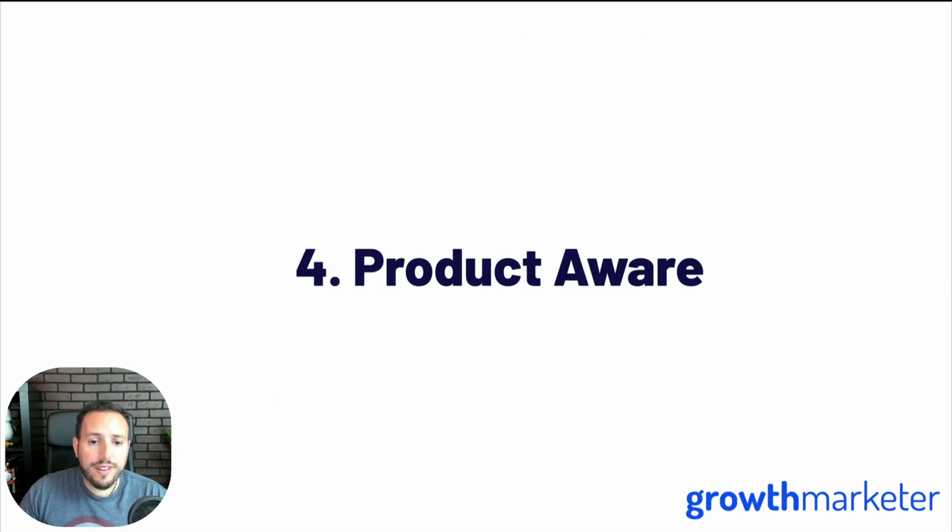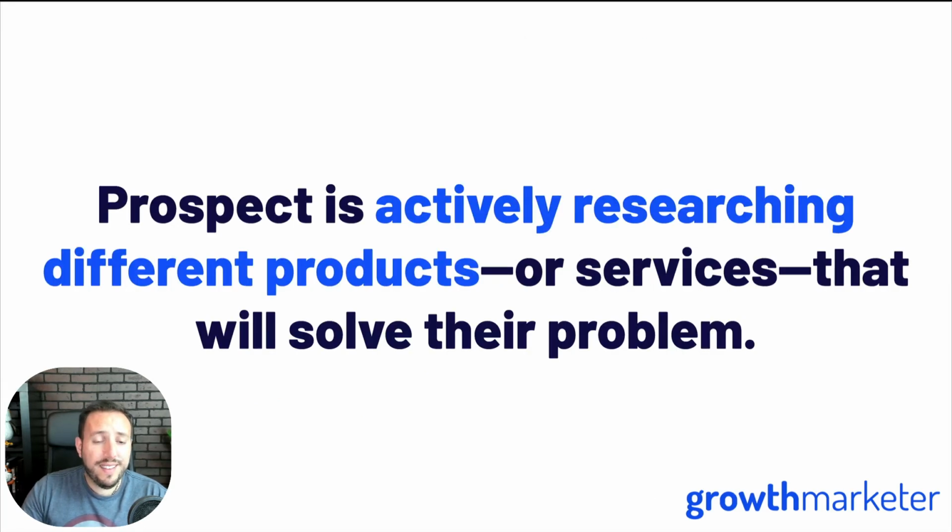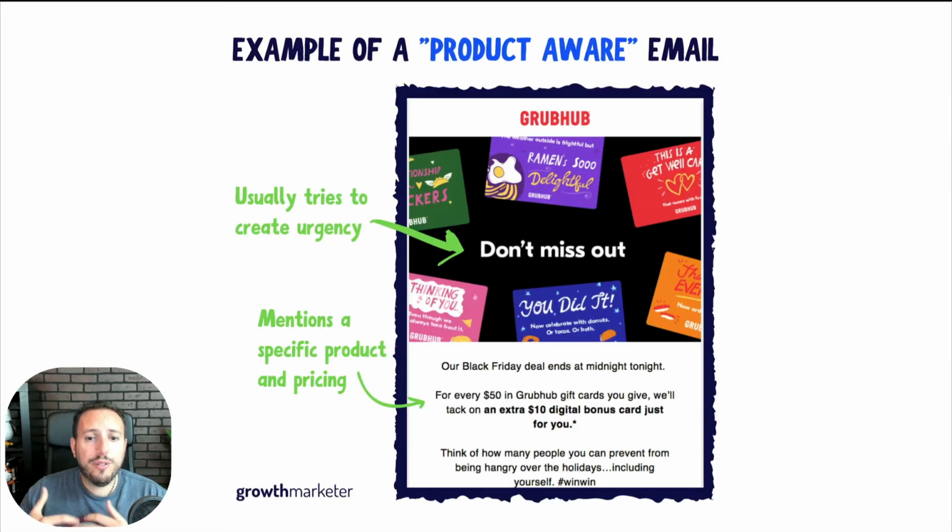Next up, in the fourth stage, you have product aware. And this is where the prospect is actively researching different products or services that will solve their problem. Here's an example of a product aware email. I wanted to switch things up and give an email example because, again, this does not just apply to advertising, although there's a lot of really good examples out there from ads, but you can also apply the same principles that I'm teaching you to emails, to website copy, to landing page copy, you name it.